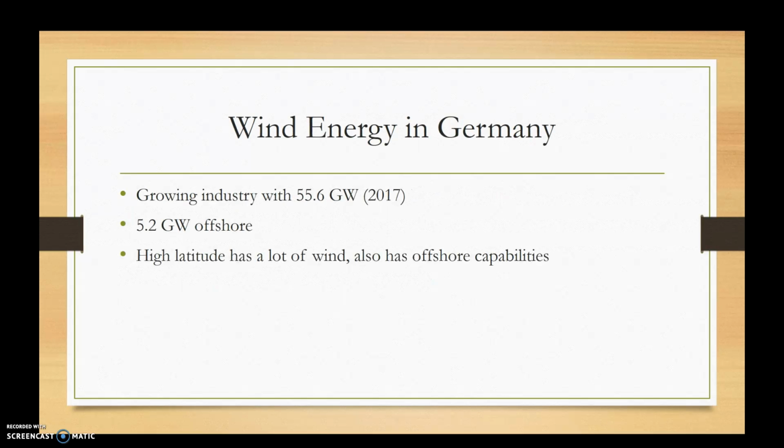And then for wind energy in Germany, it's also growing, and it has a capability of 55.6 gigawatts as of 2017, which, if you remember the 200 megawatts from Thailand, 55 gigawatts is a whole lot more. Just offshore, they have 5.2 gigawatts, and like I said, Germany is at a much higher latitude. It's much further from the equator, so they have a lot more wind. They are also using their offshore capabilities to generate wind energy.